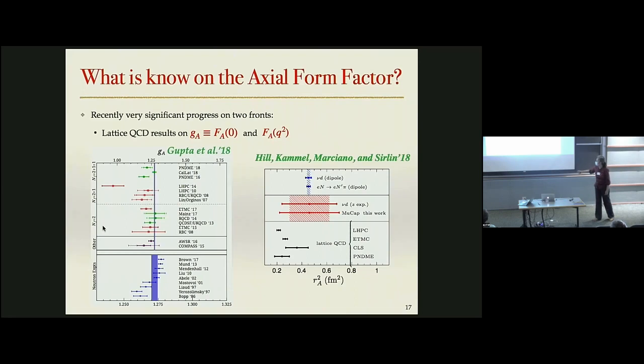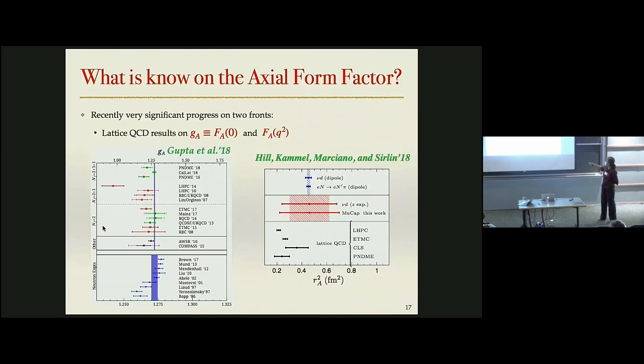You have all the experimental measurements here with the PDG average, which you can also find in this band here. And you see that they are almost at the same precision, which is rather impressive. And they agree with the experimental measurement, which is also impressive. And then on the right plot, you see the axial radius, which is the derivative of the form factor at zero momentum transfer.